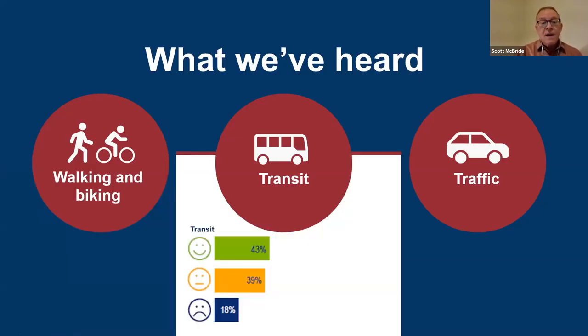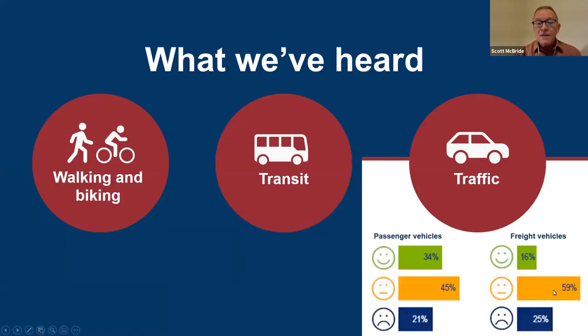On the transit side, a little higher on the happy side, about 43% thought that it worked pretty well. 39% were, it's fine, it's okay. And then 18% said it didn't work very well for them on Rice Street. And then on the traffic side of things, the passenger vehicles, only about a third of the passenger vehicles said that Rice Street works well for them. 45% said, it works okay, it's fine. And 21% said it doesn't work well at all. You can see the numbers on the freight side as well. A lower percentage said it works well, with the highest percentage being somewhat indifferent to how it works. So the bottom line is, if you look at these, nobody's really happy with how this corridor works for them, whether you're walking, rolling, biking, on transit, or in traffic.